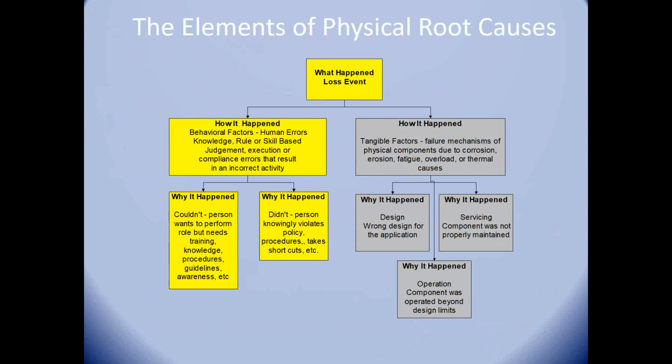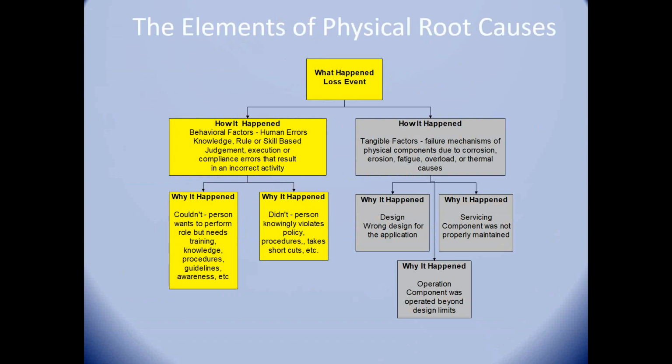So why do we have human failures? These are behavior factors or human errors. They're based on knowledge, rules, skill-based, judgment of the human, execution, compliance errors that result in incorrect activity. Which one of these things actually caused that human to make that mistake? And again, do we train the person right? Did we train him to use the right judgment? But here's a couple examples below this of why it happened.